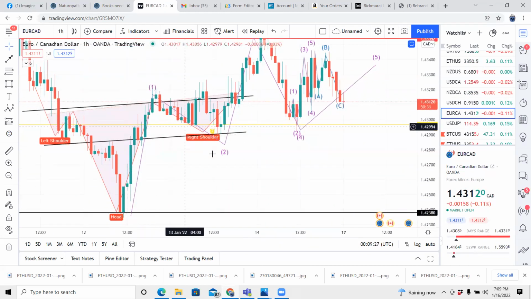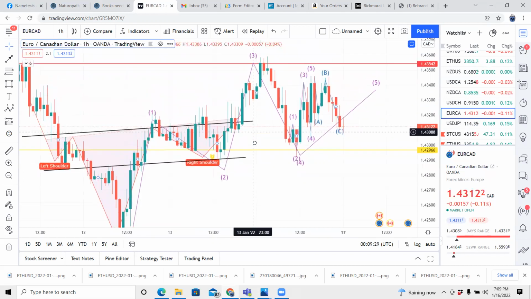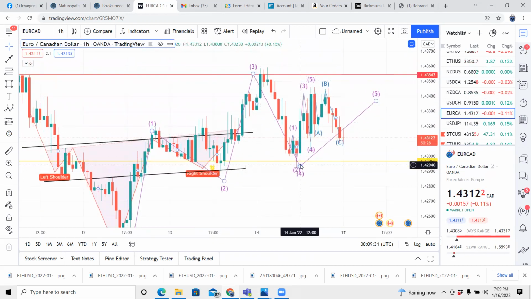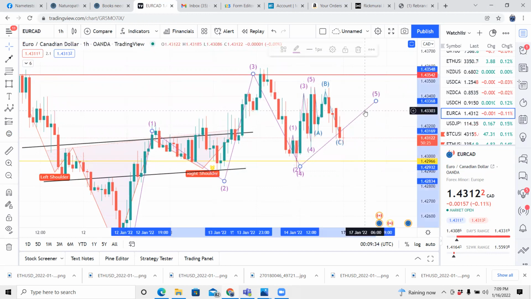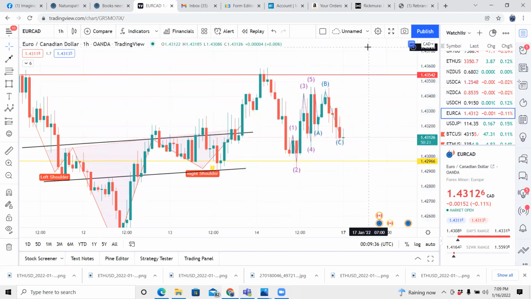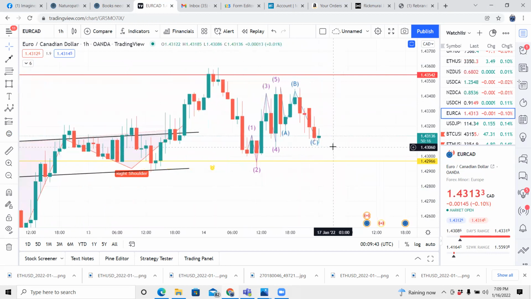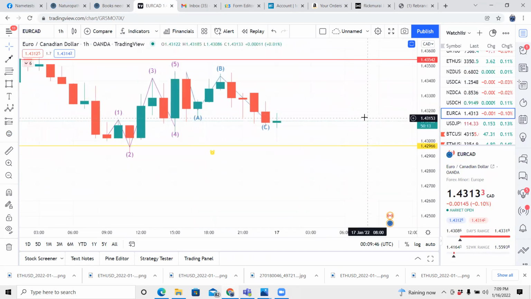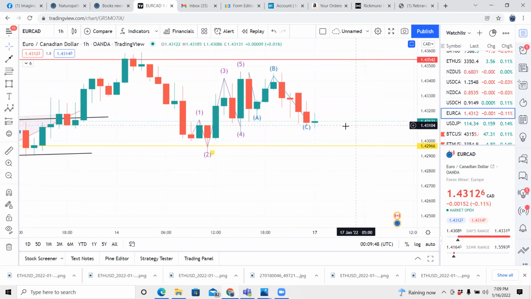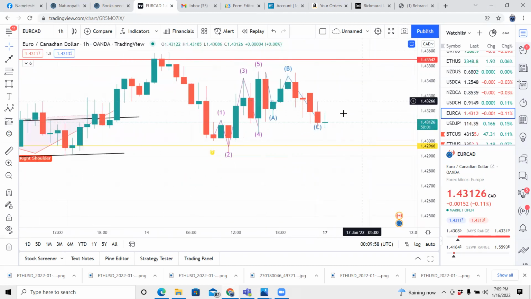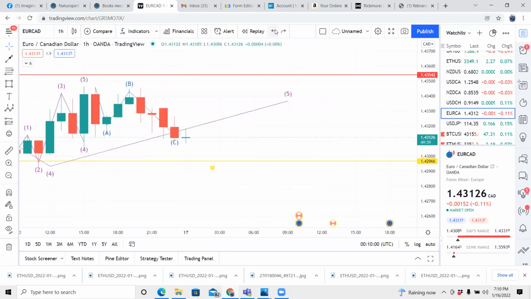We have our 1, we have our 2, we have our 3, we have our 4, we have our 5. Perfect. Let's get rid of that now. And then inside of that, we have our what? 1, 2, 3, 4, 5, A, B, C correction. So you see how we have the structure inside of a structure. And now we see that the market is starting here. So now that we start seeing some green candles, guess what we're going to be looking for? We're going to be looking for that impulse move up. Okay, let's put that back.